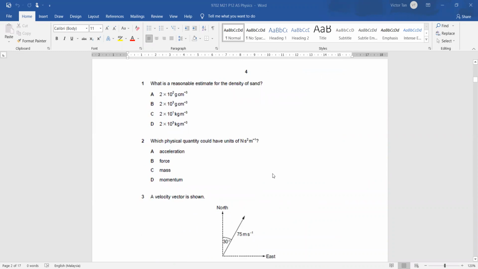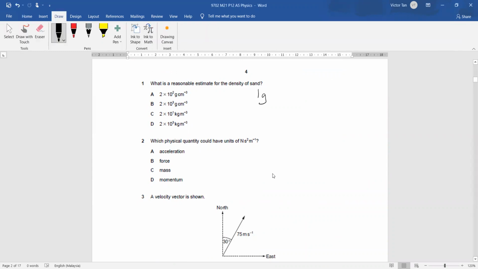What is a reasonable estimate for the density of sand? For this type of question, you have to remember the density of water. It's 1 gram per cm cubed, or 1000 kilograms per meter cubed. So 200 is not possible, that's 200 times the density of water. 2000 is even worse, so this is less than that, this is 20 kilograms. No. So the answer should be D, which is 2000 kilograms, double that of water.